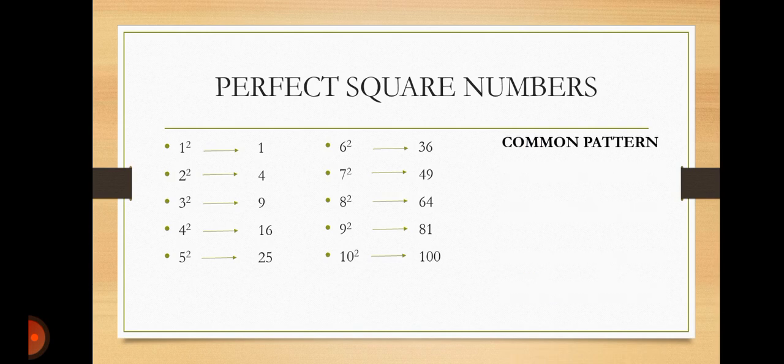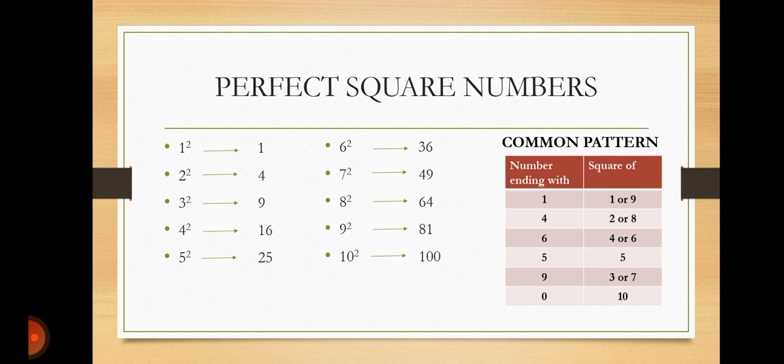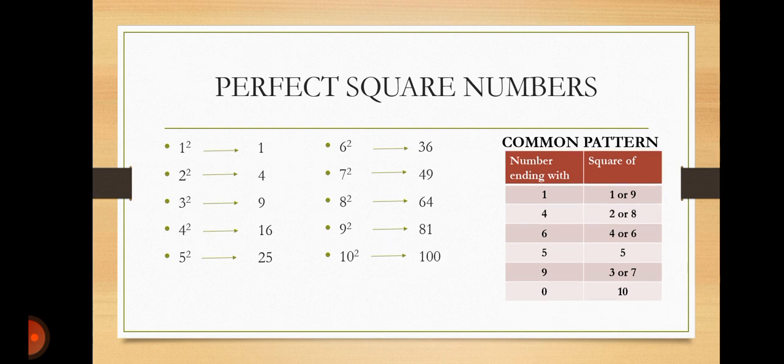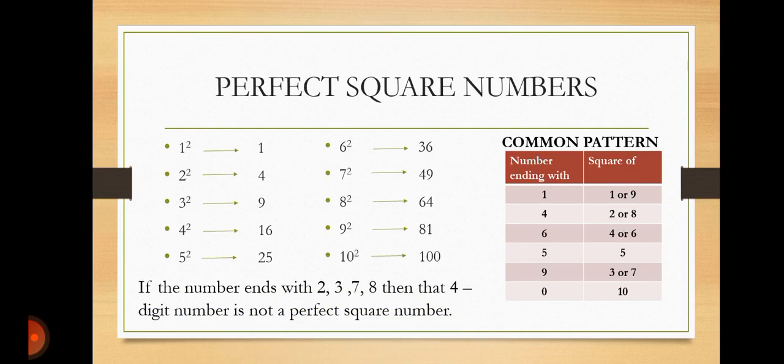The numbers ending with 1 are the squares of 1 and 9. That is, 1 square is 1 and 9 square is 81. Both have the last digit as 1. Now the numbers ending with 4 are either 2 square or 8 square. A number ending with 6 can be either 4 square or 6 square. A number ending with 5 is 5 square. A number ending with 9 is either 3 square, which is 9, or 7 square, which is 49, and 0 is 10 square.